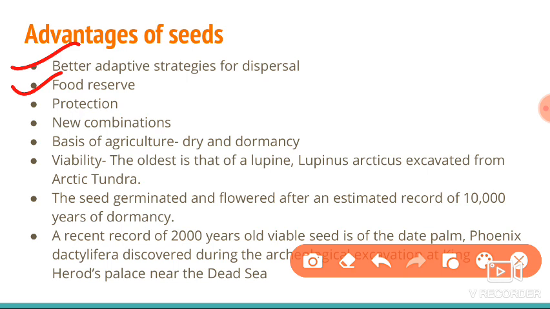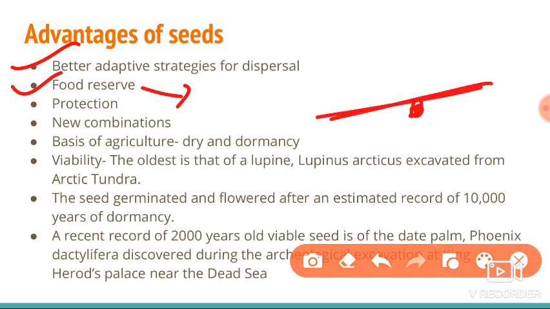food reserve. Usually the seeds reserve food, and they may reserve the food in different forms. This food reserve is very important, because when the seeds are present, there is no photosynthesis at all, because they don't have any leaf. If the leaf is present, photosynthesis can occur, but without leaf, how is photosynthesis going to happen here?